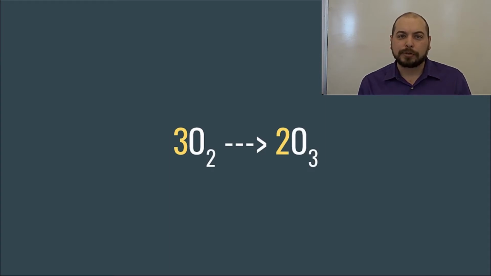Again, this is a fairly straightforward problem, but now it's a little bit different because, like I said, we're not simply doubling one side. We're going to have to manipulate the coefficients on both sides to fully balance the equation. So as you can see here, now we have 6 atoms of oxygen on the left, 6 atoms of oxygen on the right, and we are fully balanced.